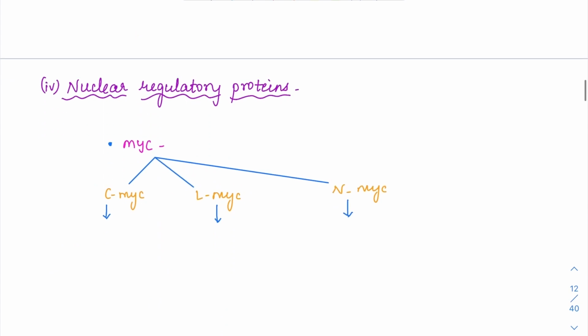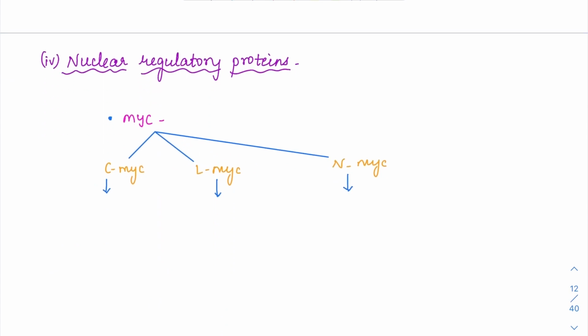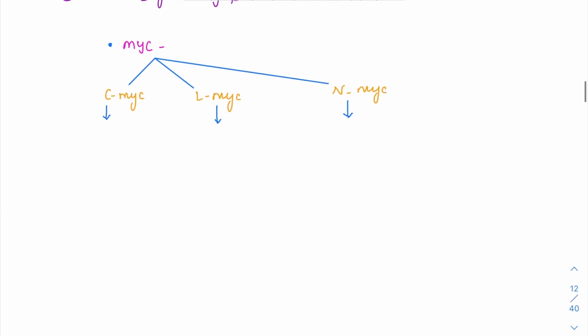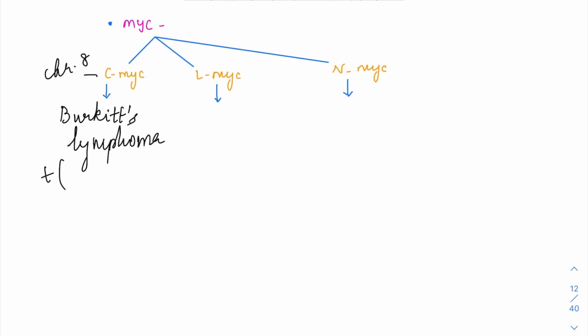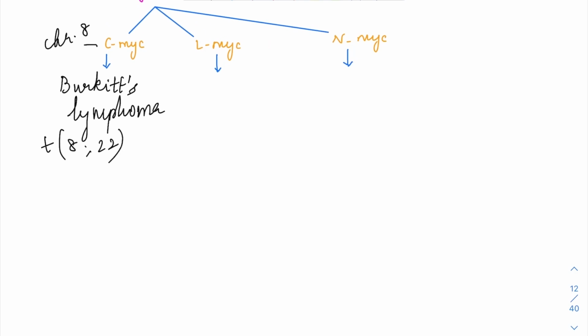Then moving on to the next class of oncogenes, which is nuclear regulatory protein. The most important one is the MYC protein. MYC is classified into three types: C-MYC, L-MYC and N-MYC. C-MYC is the one which is involved in Burkitt's lymphoma. If you remember, in Burkitt's lymphoma we have various translocations, all of which are going to involve chromosome 8, because chromosome 8 is the location of this C-MYC. So in Burkitt lymphoma, we are going to have 8;22, 8;14, 2;8, these kinds of translocations, right? All of this is going to be because of the C-MYC translocation.